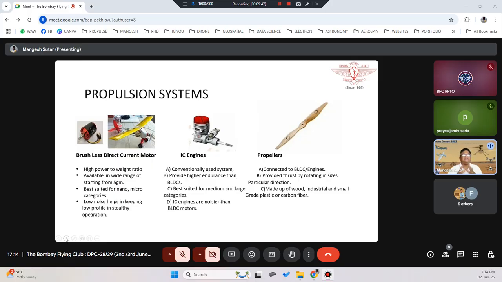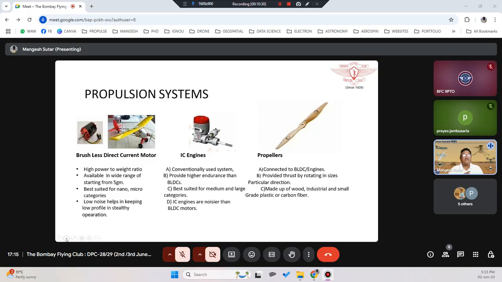But these are best suited for nano and micro categories, small categories for recreational or small-scale purposes, because you will have low noise, helping keep a low profile for stealth operation, but their endurance will not be very high. The flight of this kind of fixed wing aircraft will be at most 30 minutes, not more than that. On the higher side it could be 60 minutes, but then again weight comes into the picture, because the more power and endurance you try to give it, the heavier it will become. But instead of a brushless DC motor, you can use IC engines, the conventionally used system.